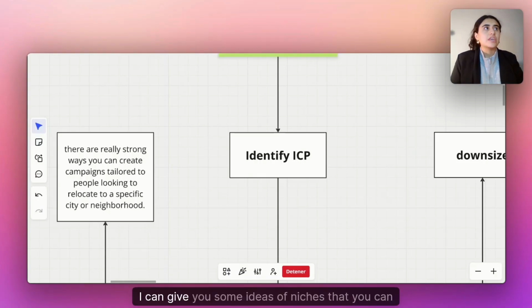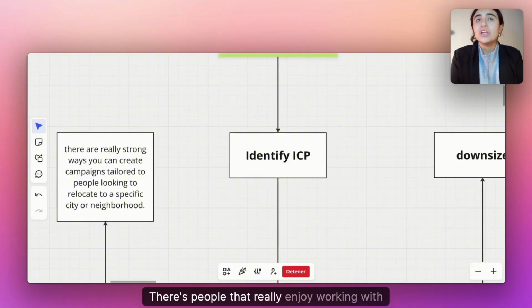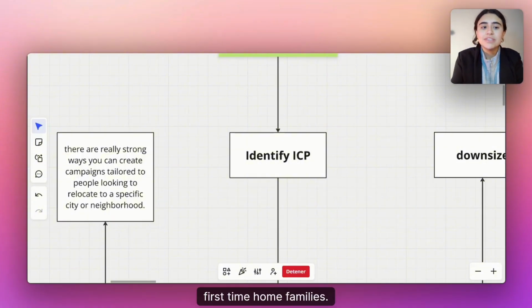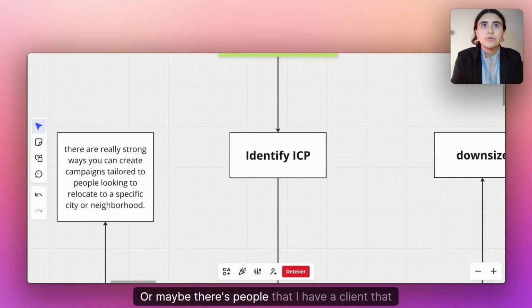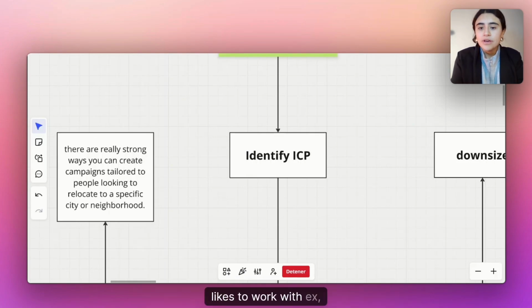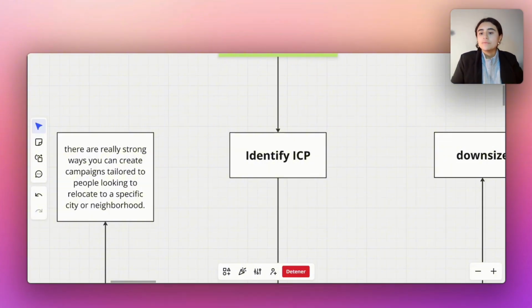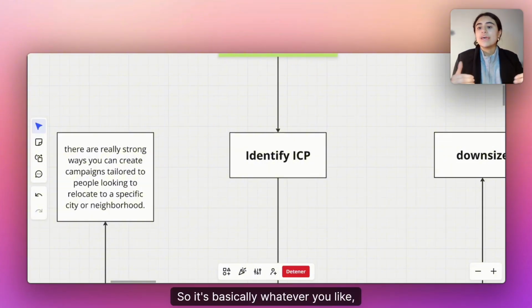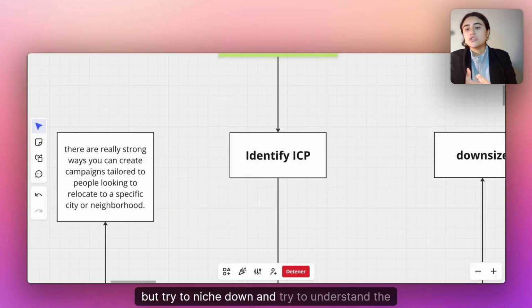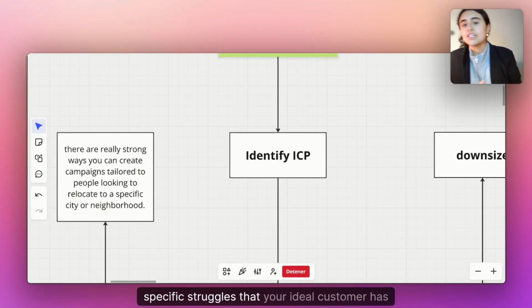So for example, I can give you some ideas of niches you can start to work. It can be something you really enjoy doing. There are people that really enjoy working with first-time home buyer families, so they just make this their niche. Or maybe, I have a client that likes to work with ex-military families that are trying to search for a home. So it's whatever you like, but try to niche down and try to understand the specific struggles that your ideal customer has.